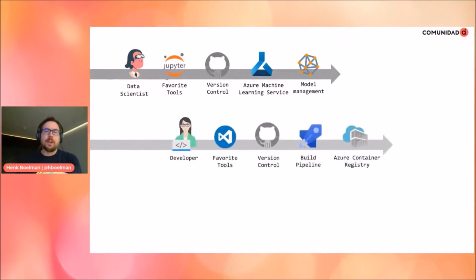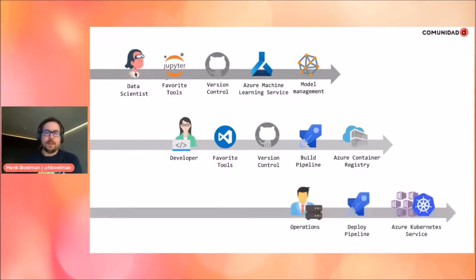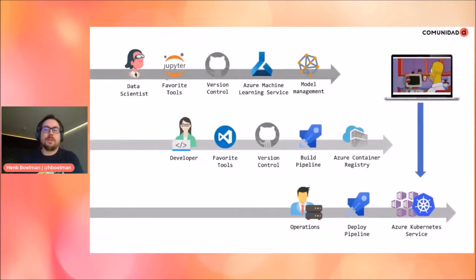Then a developer can pick that model up, write software around it, put that software in version control, set up a build pipeline, and probably it will end up in an Azure Container Registry. And then operations can pick that container up and deploy it like they would deploy any other container. And then our client can send images to the endpoint running on Azure Kubernetes Service in this case.